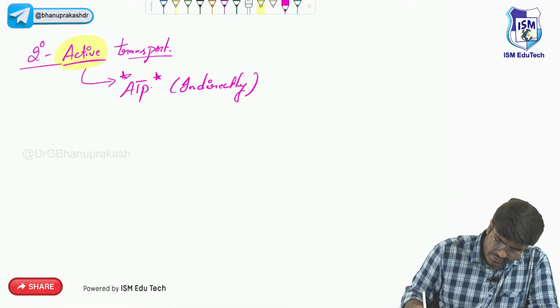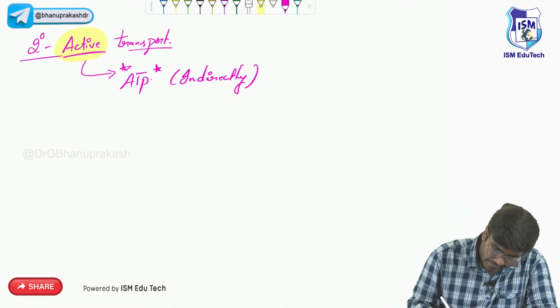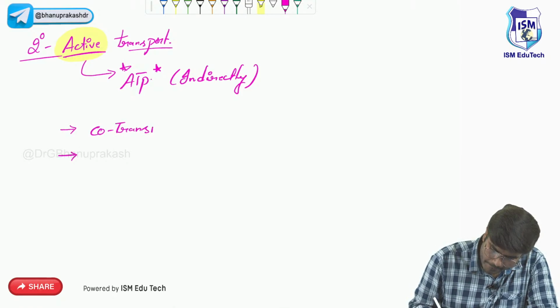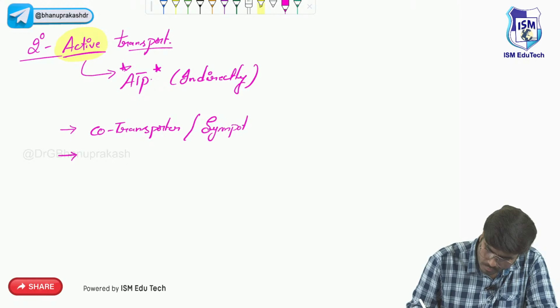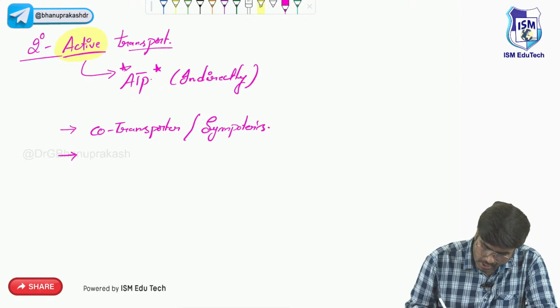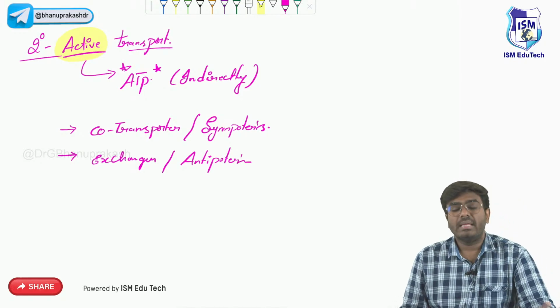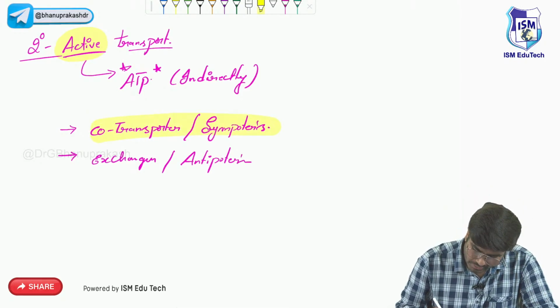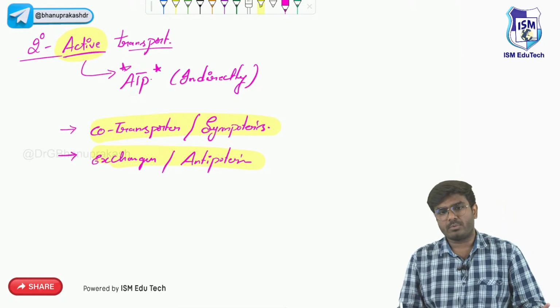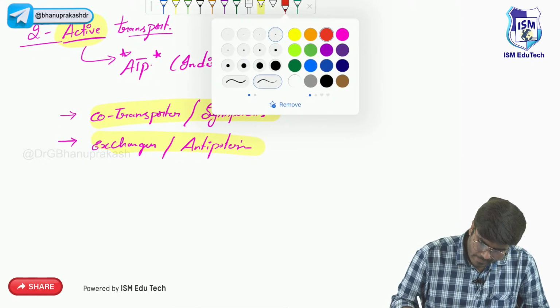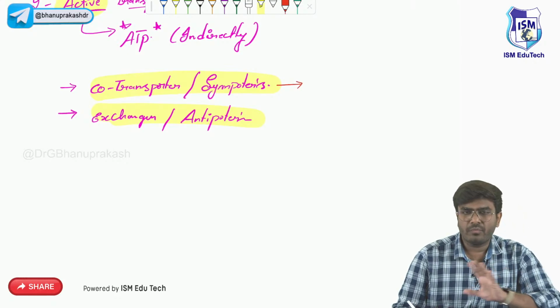Can you give us some examples of secondary active transport? Remember for your entire life, all co-transporters, also called symporters, and exchangers, also called antiporters, are examples of secondary active transport. Symporters and antiporters are examples of secondary active transport. Now, can you give me some examples of symporters? I will explain what exactly secondary active transport is, but before that, let's see the examples.